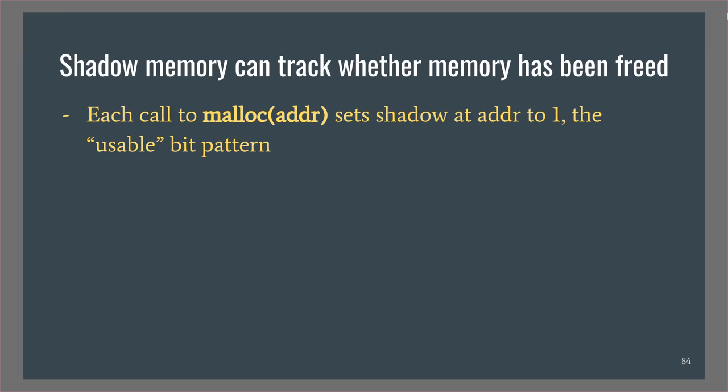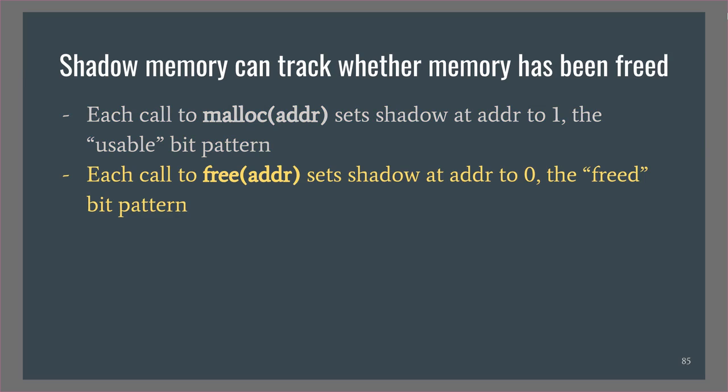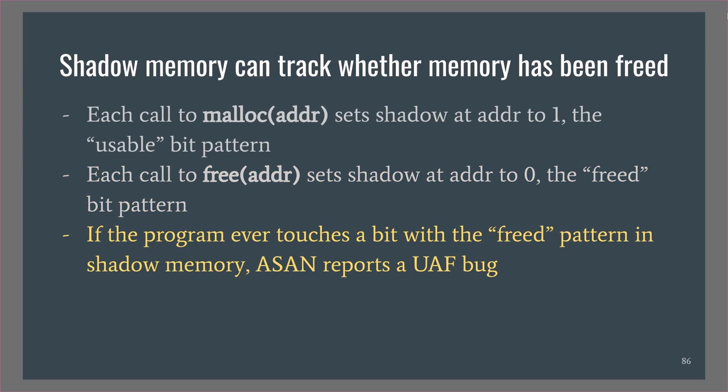First, you can automatically replace each call to malloc. Now, in addition to its usual job, malloc sets the shadow bits at its address argument to be 1, the usable bit pattern. Next, you replace each call to free. In addition to its usual job, free sets the shadow bits at its address argument to be 0, the freed bit pattern. Now, if the program ever touches a bit whose shadow bit is freed, ASAN can report a bug.